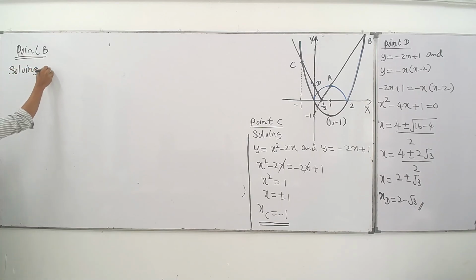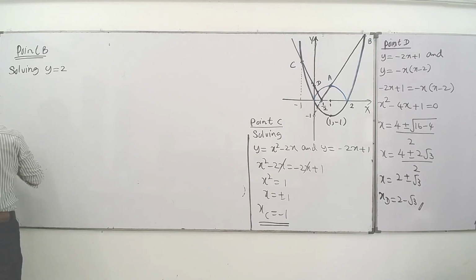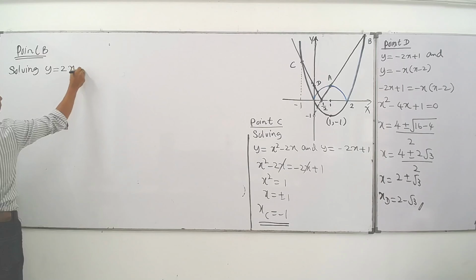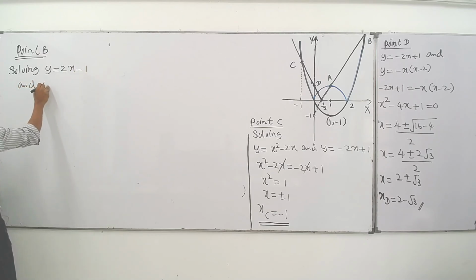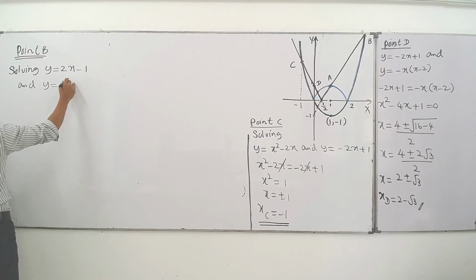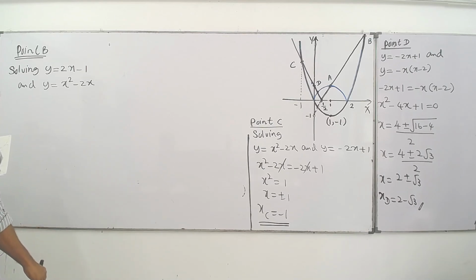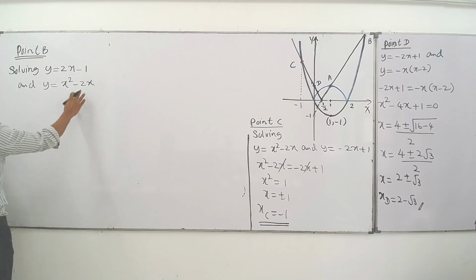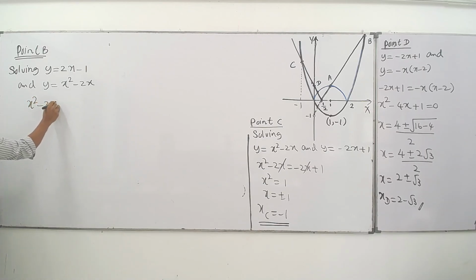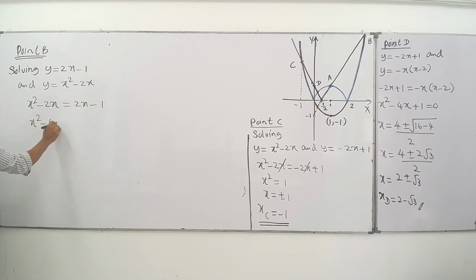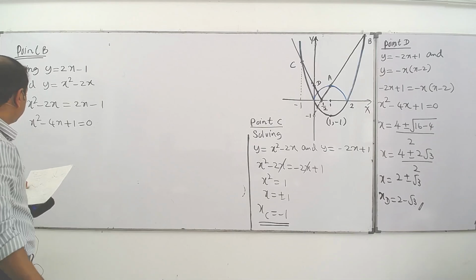Solving, y equals 2x minus 1, no? 2x minus 1. And y equals x squared minus 2x. We had solved x squared minus 2x with 2x minus 1. Right. Here, x squared minus 2x, equate this and this: 2x minus 1. x squared minus 4x plus 1 equals 0. Right.